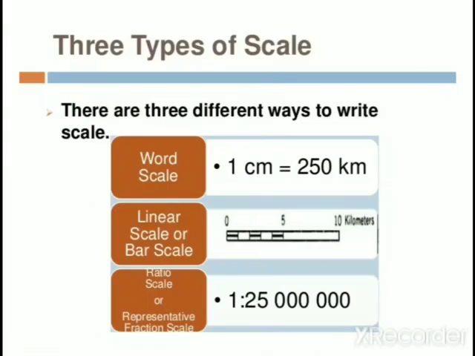So map scales are represented in three different ways. Okay, so there are three different ways to write the scale. One is word scale, or verbal or statement scale. The second one is geographical or linear scale, and the third one is representative fraction or RF, also called ratio scale. So these are the three different ways to write scale.